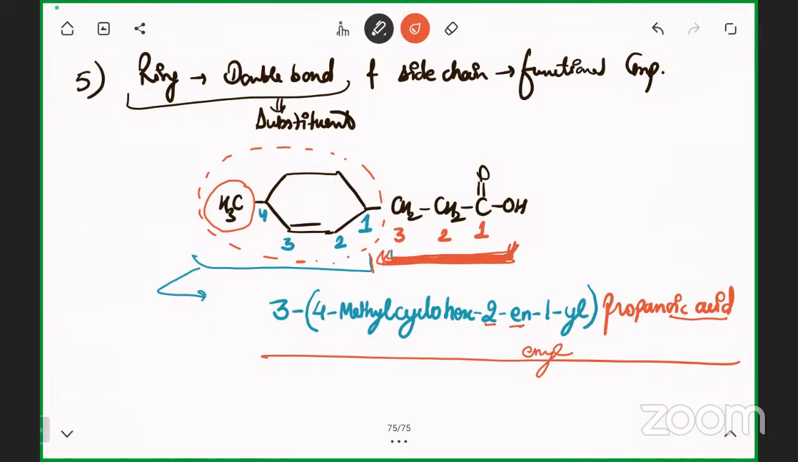Clear? Do one thing. Just process this thing again in your mind. Just because if you don't process it, I cannot go for the second rule. We have 5 more rules.